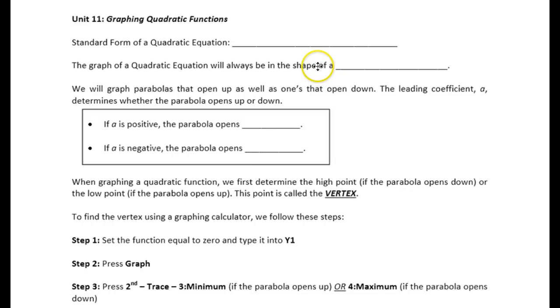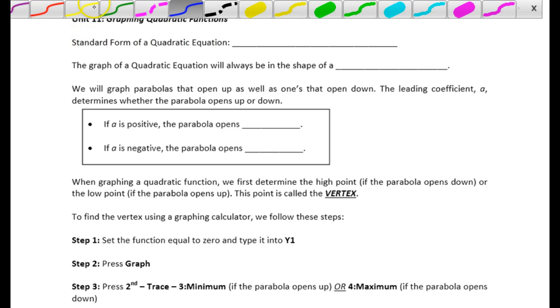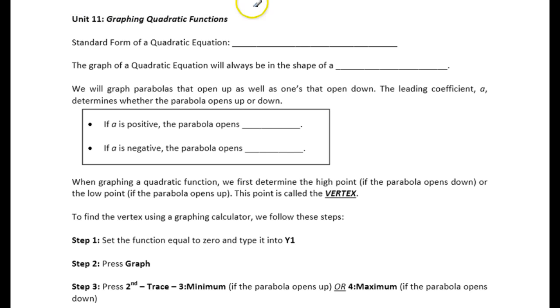Alright, so the second part of graphing the quadratic functions. Once again, to graph them, they have to be in standard form in order for us to put it in our calculator. Remember, at this point, standard form we know is ax squared plus bx plus c equals 0. Okay, so it's got to be in that format so you can put it in the calculator.